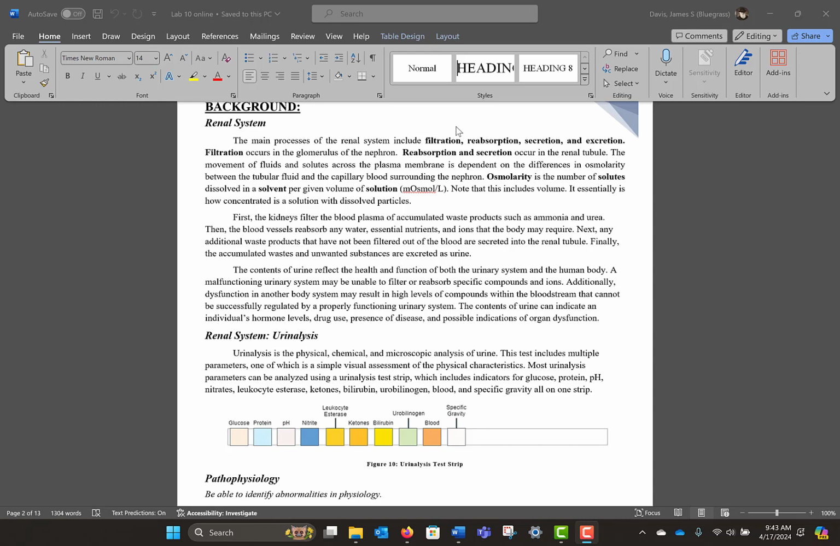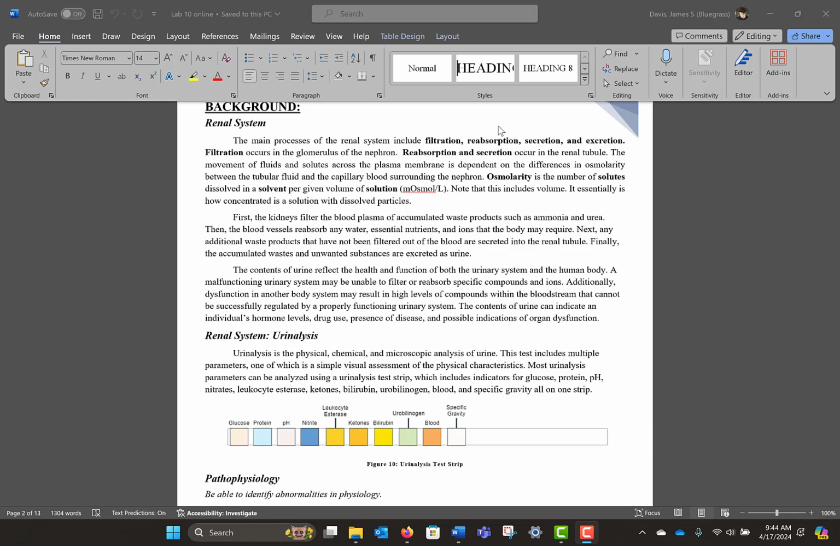So that first little bit of the nephron, there's this shell that surrounds the glomerulus called Bowman's capsule. So Bowman's capsule is filling up with this filtrate, and the filtrate now moves into the rest of the nephron, this long series of tubules. And as it moves through the tubules, the next two processes occur: reabsorption and secretion.